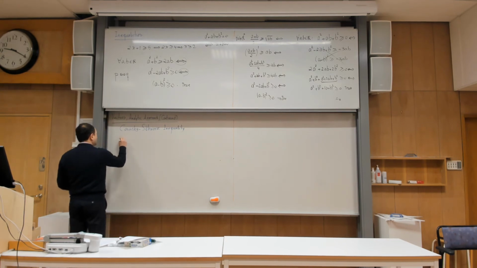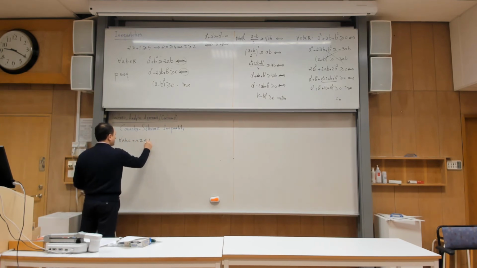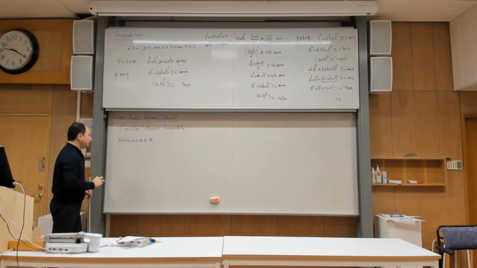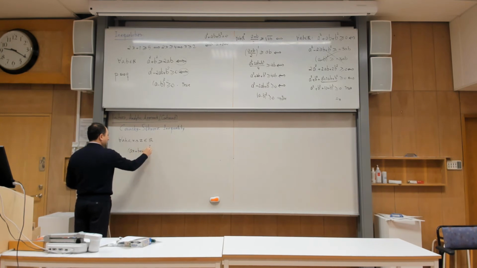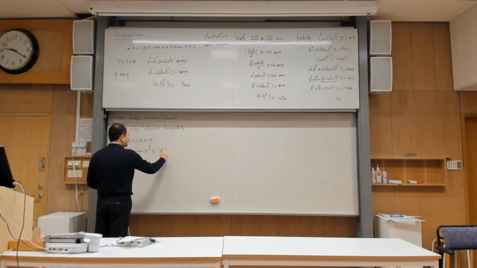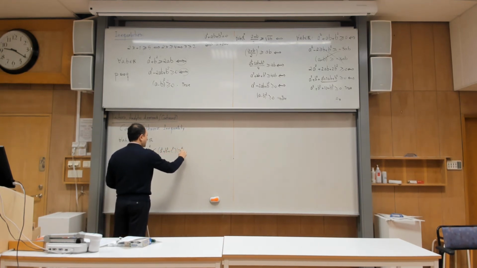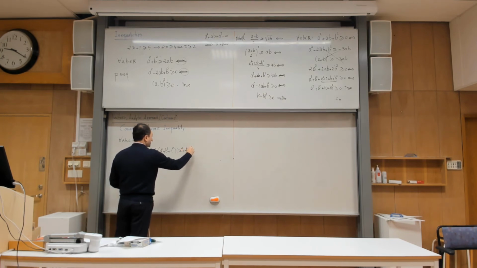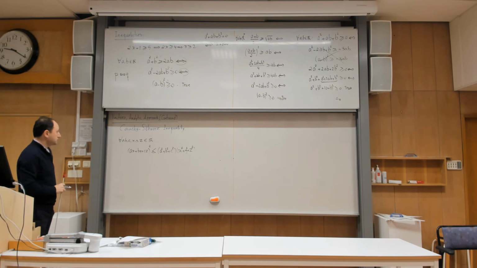For all a, b, c, x, y, and z in the set of real numbers, if you calculate ax plus by plus cz and square it, it becomes less than or equal to a squared plus b squared plus c squared, multiplied by x squared plus y squared plus z squared. Yes? So that is called the Cauchy-Schwarz inequality.